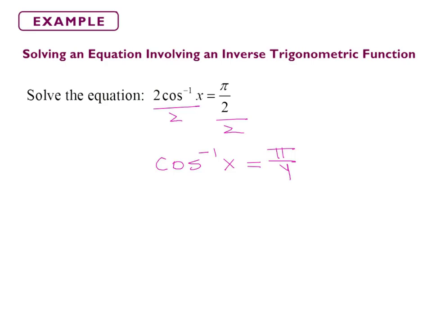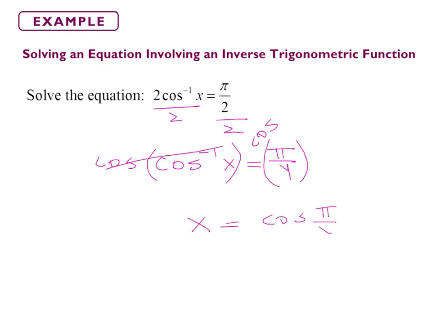Yes, perfect. I take the cosine of both sides, and I end up with x equals cosine of pi over 4. And that's it. And what's x equal? What's the cosine of pi over 4? Perfect. Okay, so you got it. Easy, right?